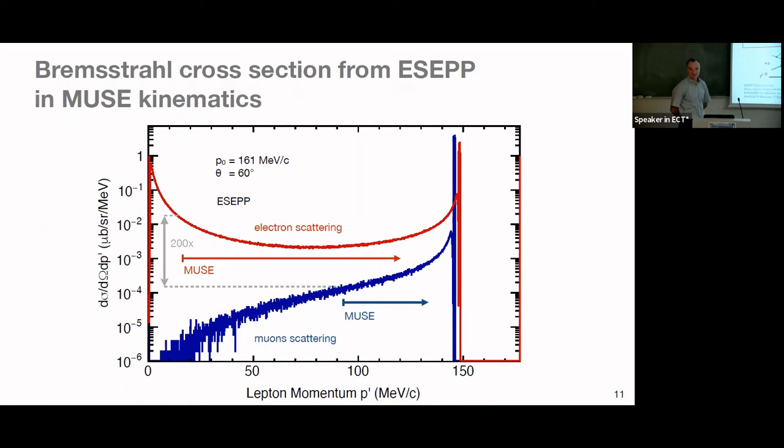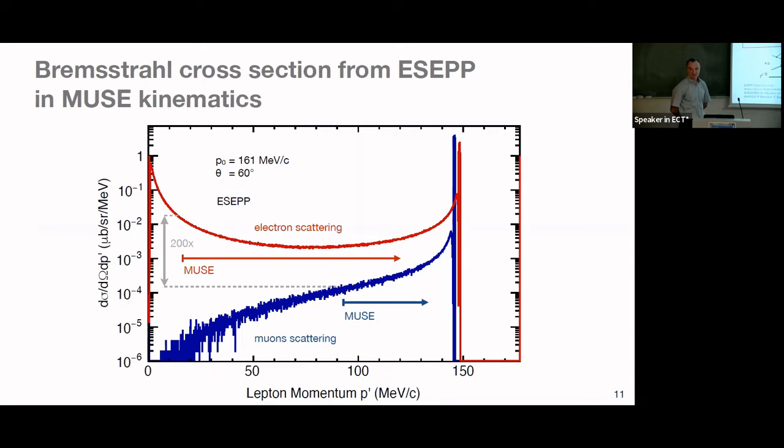If I use this event generator and show, for this particular kinematic setting, the lepton momentum distribution in the final state, I get this result. In red is the result for electrons, in blue is the result for muons. We see on the far right the elastic peak. The elastic peak for the muons is a little bit shifted compared to the electrons because of the different recoil.